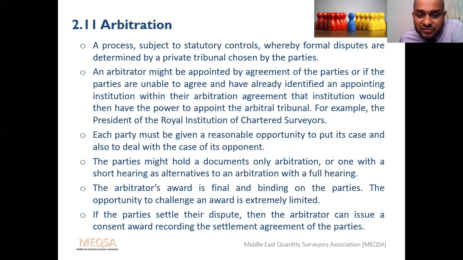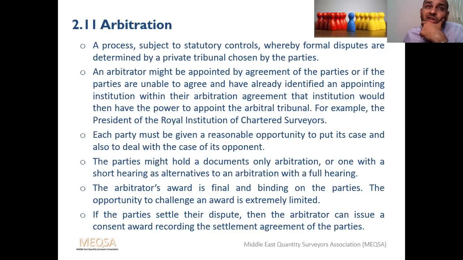The arbitrator's award is final and binding on the parties. You can challenge an arbitration award, but not on the facts and evidence. You can challenge on procedure, if there is an error in the arbitration award, or if the award relates to time or money. Only on those very few grounds can you challenge the arbitrator's award.